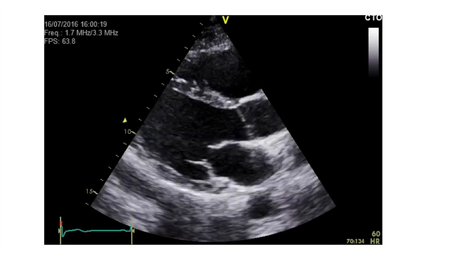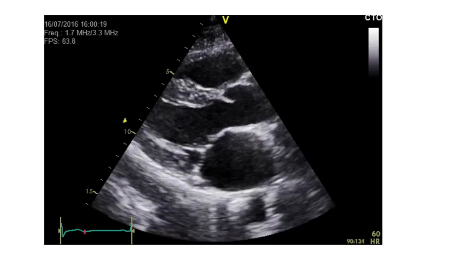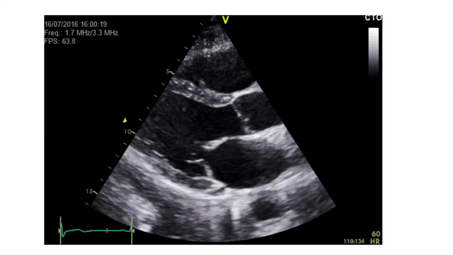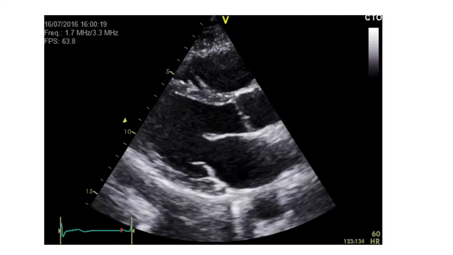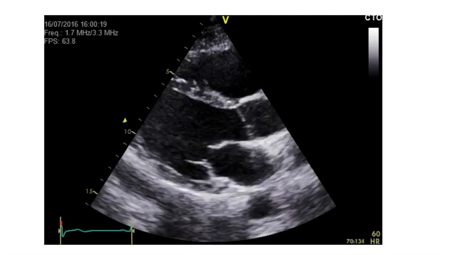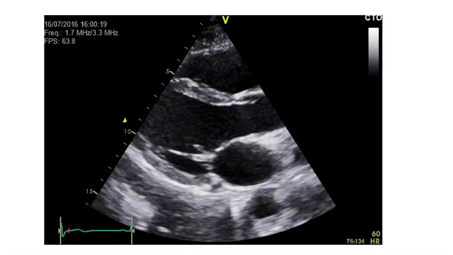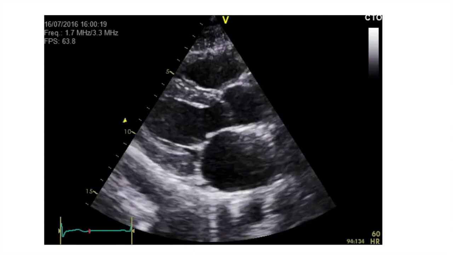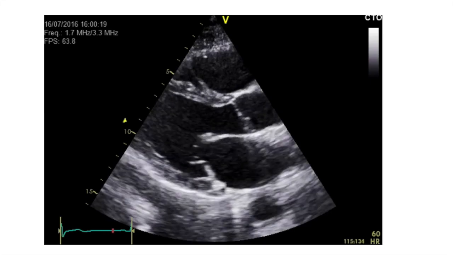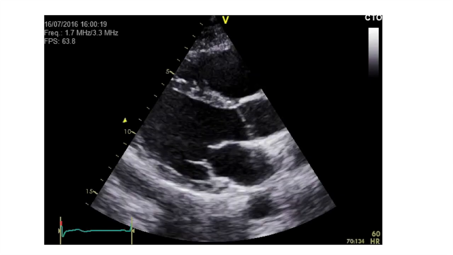Any pericardial fluid that collects separates out the pericardium from the myocardium and actually displaces the descending aorta away from the heart. Pleural fluid, on the other hand, will push the descending aorta in towards the heart, and that's one way to differentiate the two.